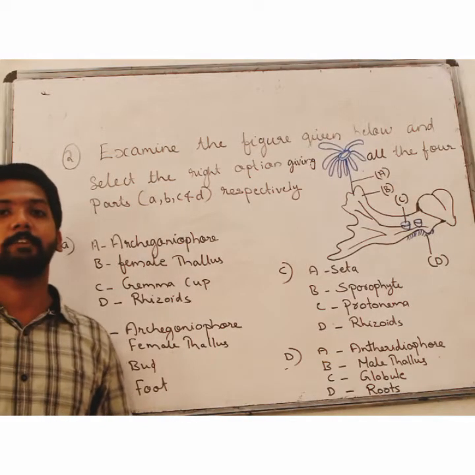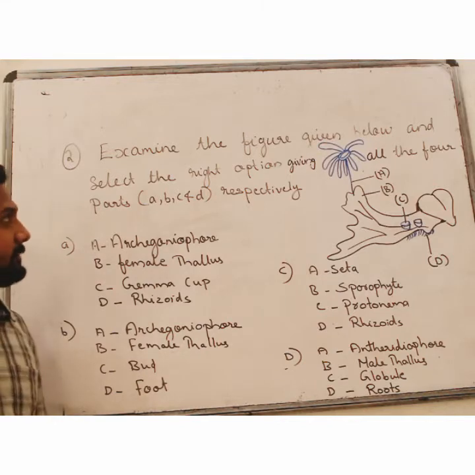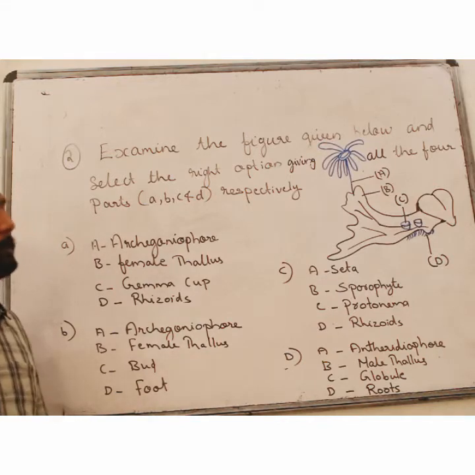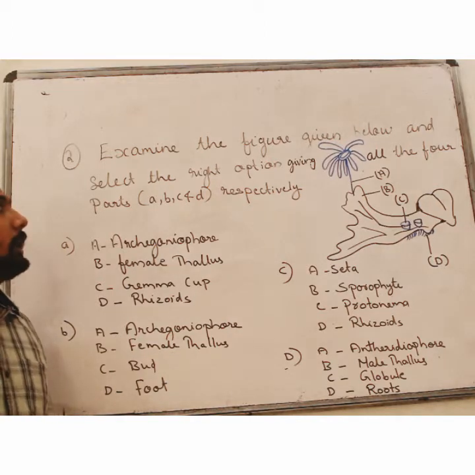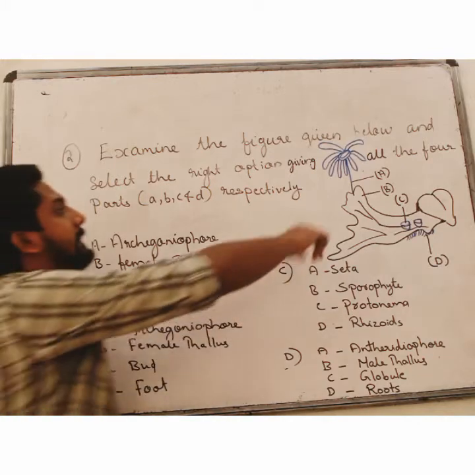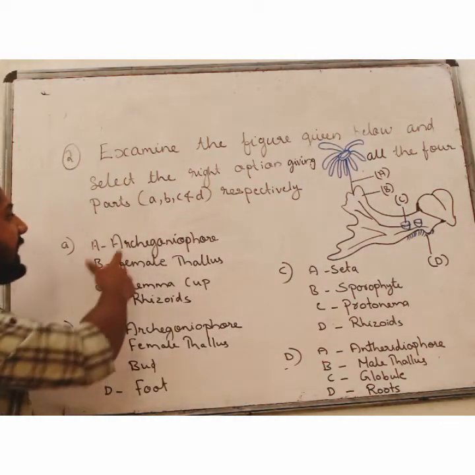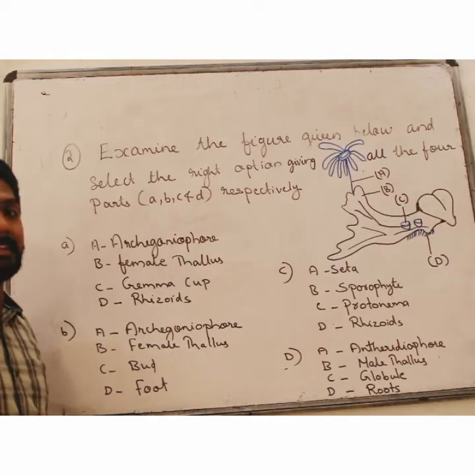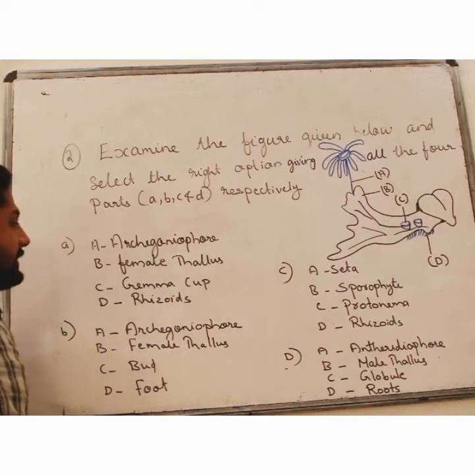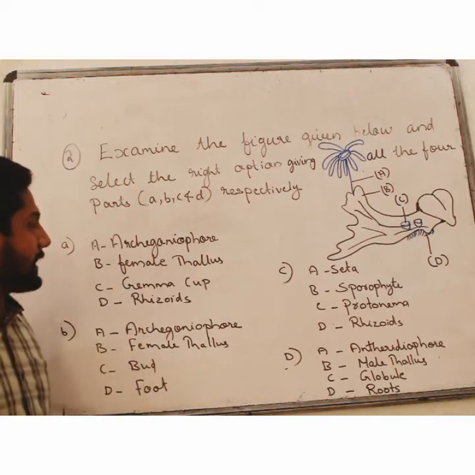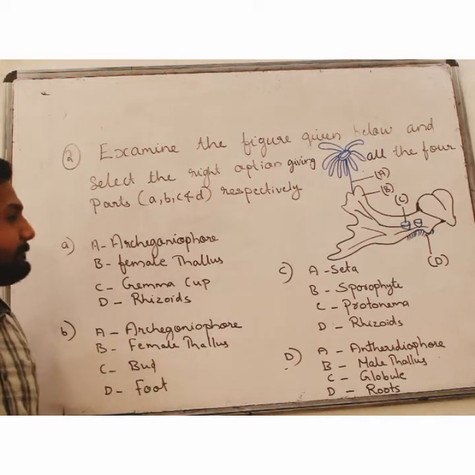So here comes the second question. Examine the figure given below and select the right option giving all the four parts A, B, C and D respectively. The options are: A, archegoniophore, B, female thallus, C, gemma cup, D, rhizoid. Option B: A, archegoniophore, B, female thallus, C, bud and D, foot.